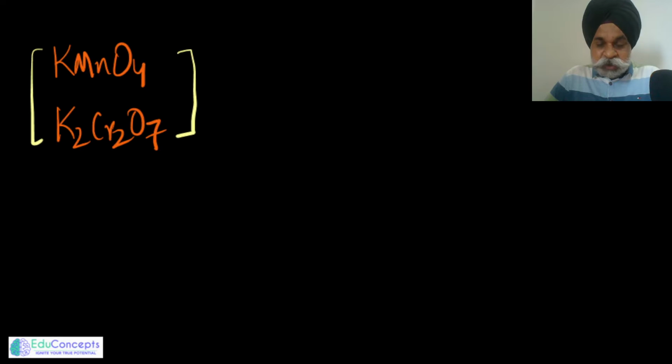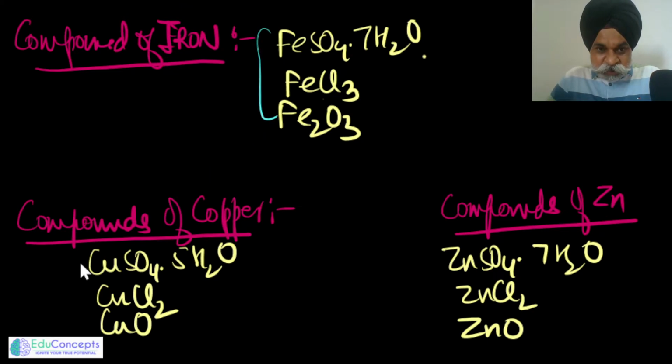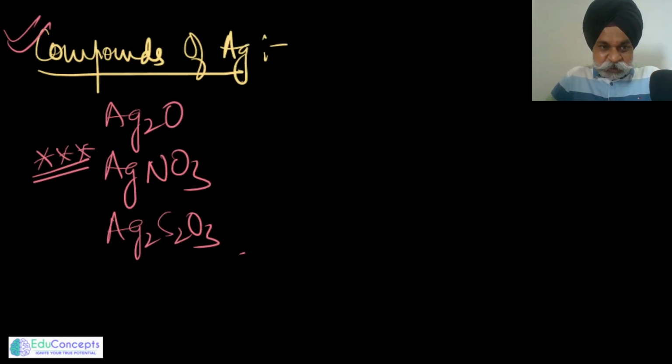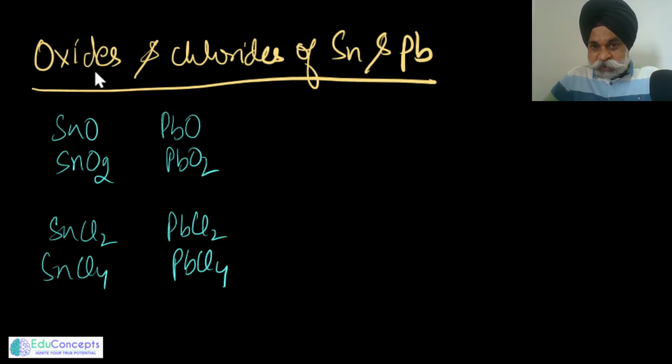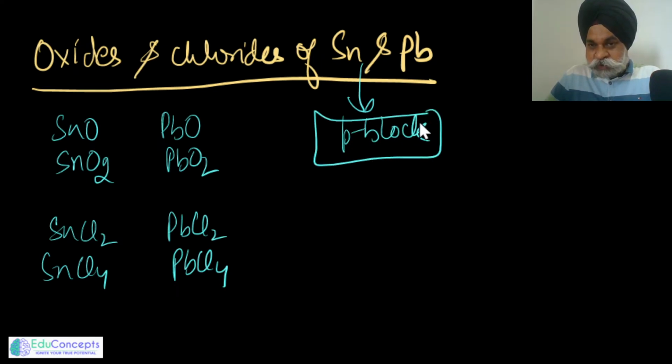So if I go into the numbering part, how many compounds do we get? 1, 2, 3 from here, 3 from here, 3 from here, and 3 from here, so that makes 12, 13, 14 compounds, and these are strictly from the transition elements. The other 4 compounds they have mentioned are the oxides of tin and lead from the p block. These are the 4 compounds which you have to prepare.